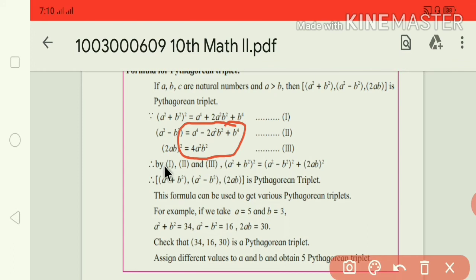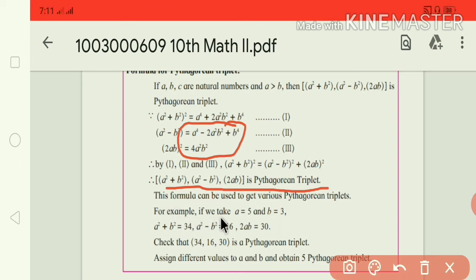Then you should write here equation first, second and third. (a square plus b square) whole square is equal to (a square minus b square) whole square plus (twice ab) whole square, and hence this is also a Pythagorean triplet, and here a square plus b square, a square minus b square and twice ab is also a Pythagorean triplet. This formula can also be used to get various Pythagorean triplets.